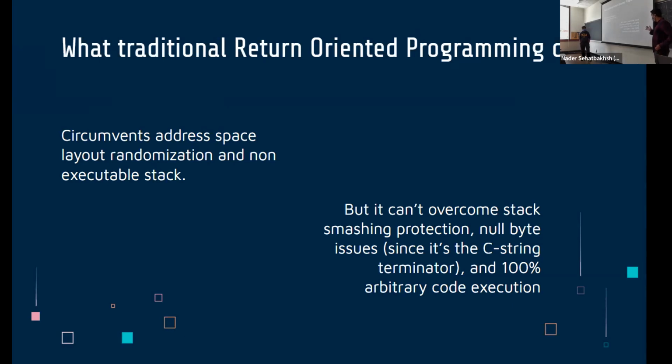But the thing it cannot overcome is the stack smashing protection, null byte issues, and 100% arbitrary code execution. Stack smashing is when the stack has a stack protector, and if that gets overwritten or corrupted, the stack knows that there is an adversary who's trying to attack it. Null byte is when, if you're reading the input to your system as a C string, null byte is the terminating byte. So if you have that at the start, then your system won't read anything past the null byte. And then 100% arbitrary code execution.